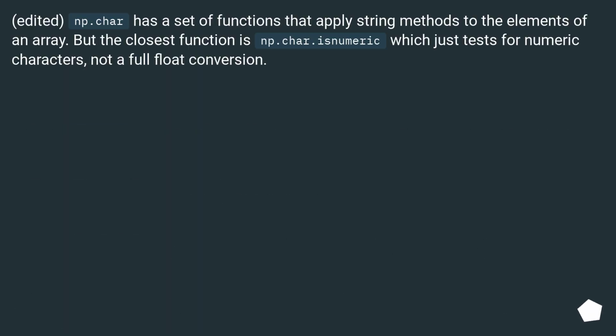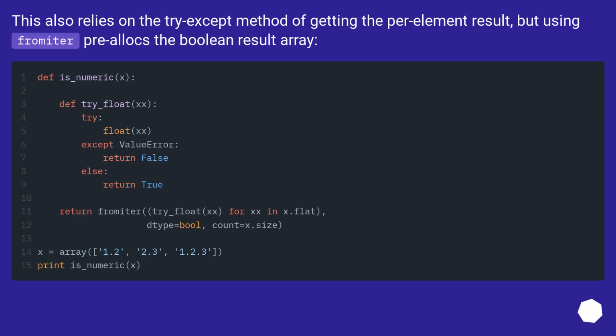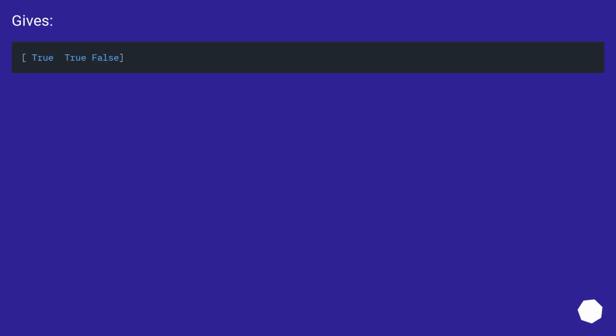Edited: np.char has a set of functions that apply string methods to the elements of an array. But the closest function is np.char.isnumeric, which just tests for numeric characters, not a full float conversion. This also relies on the try-except method of getting the per element result, but using fromiter pre-allocates the Boolean result array.